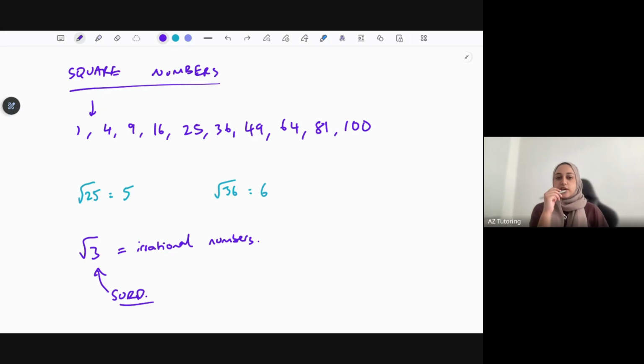So if you ever want to identify if a number is a surd, you can put it in your calculator, but if it's a non-calculator paper, list your square numbers. If the number doesn't appear there, then it is a surd.